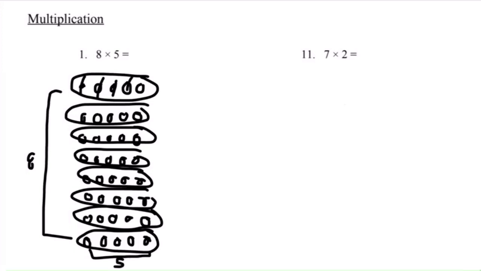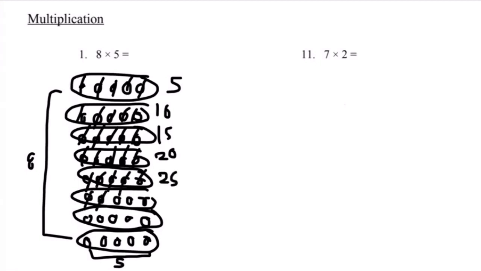Counting all the circles: 1, 2, 3, and so on up to 20, 21, 22, and so on up to 40. From 8 groups of 5, we drew a total of 40 circles. Therefore, 8 times 5 should also equal 40 as well.